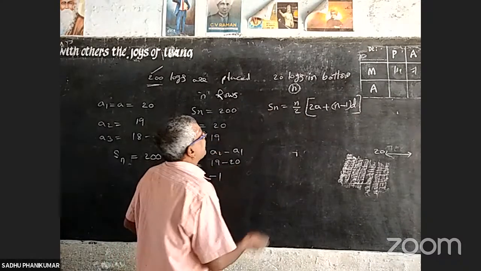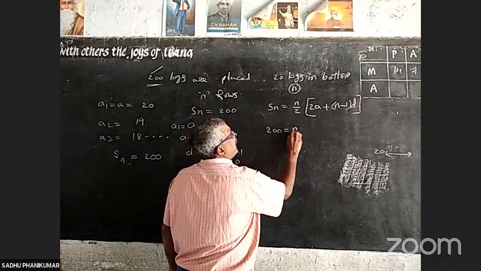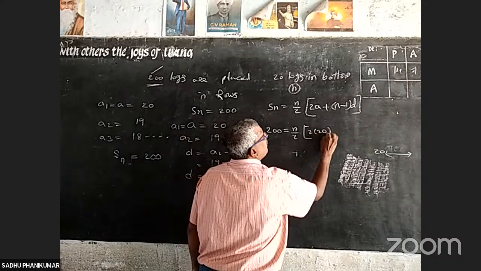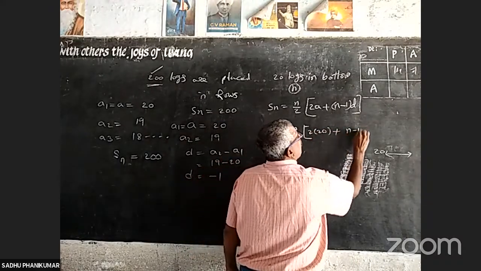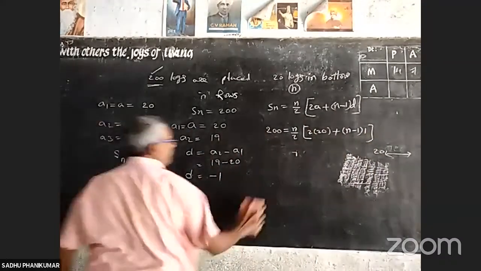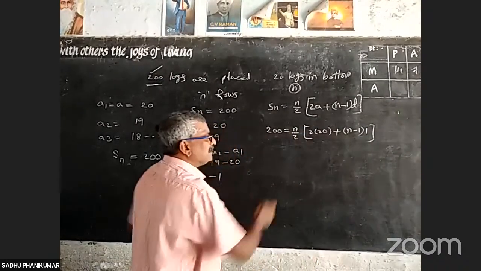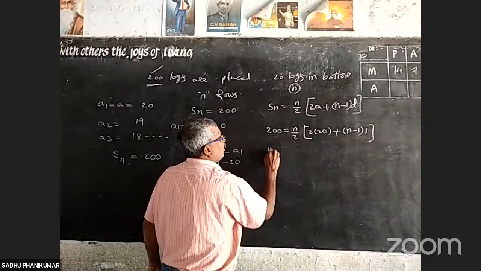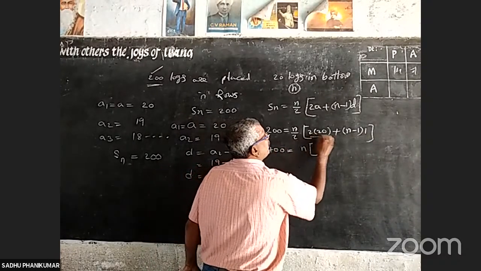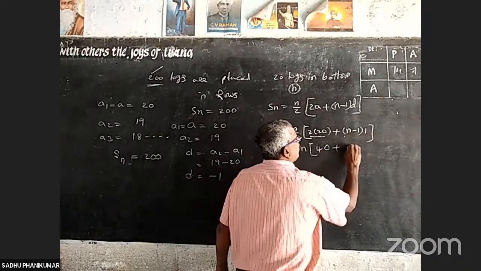What is Sn? Sn is equal to 200, which is equal to n by 2 into 20 plus n minus 1 into d. d is also 1. Get this 2 to this side. 400 is equal to n into 2 times 20 is 40 plus n minus 1 into 1, n minus 1.